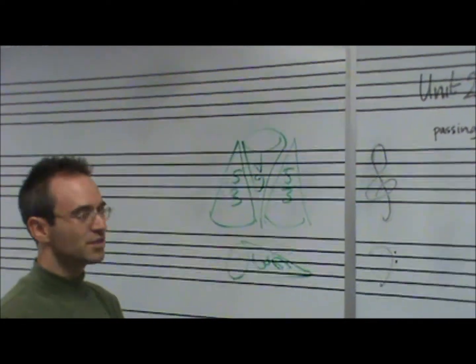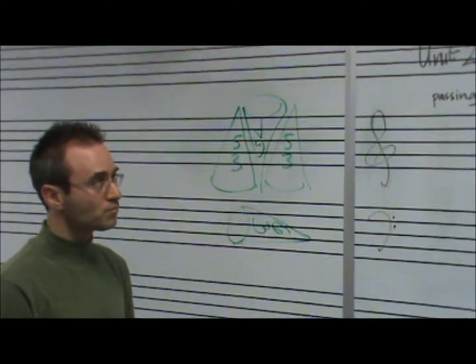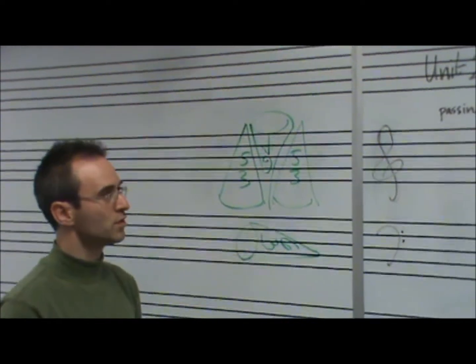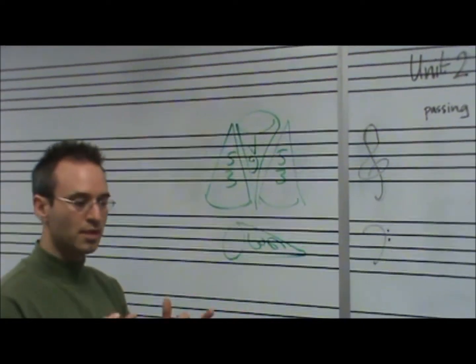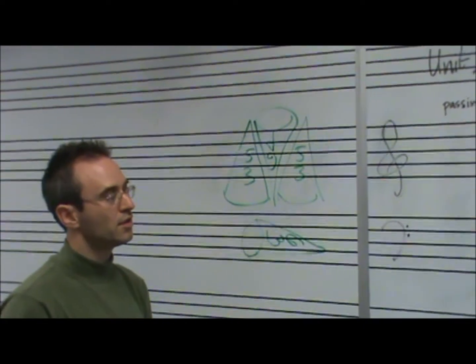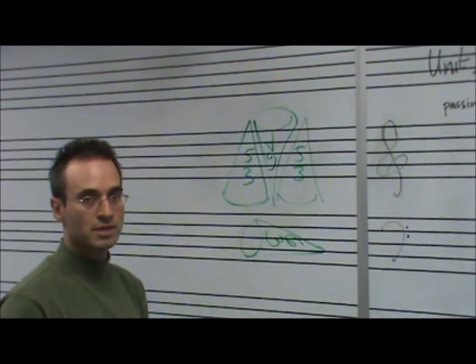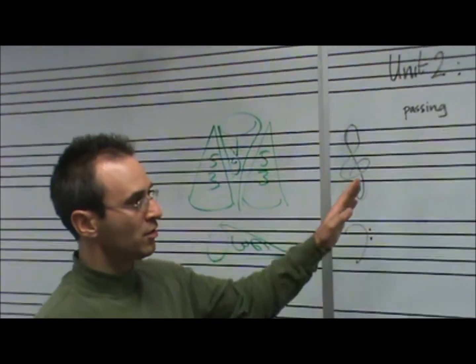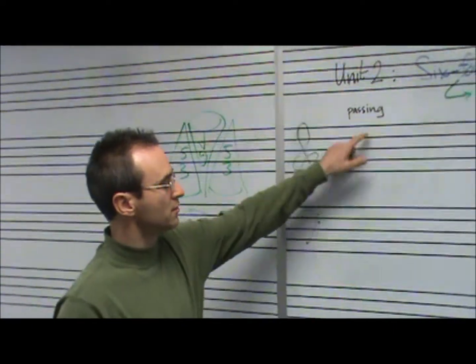So don't think of it as just another inversion. Think of it as so unstable that it's always going to have to get propped up by other chords that surround it and lend it some degree of stability. We're going to talk about all four of these. We'll start with the passing.